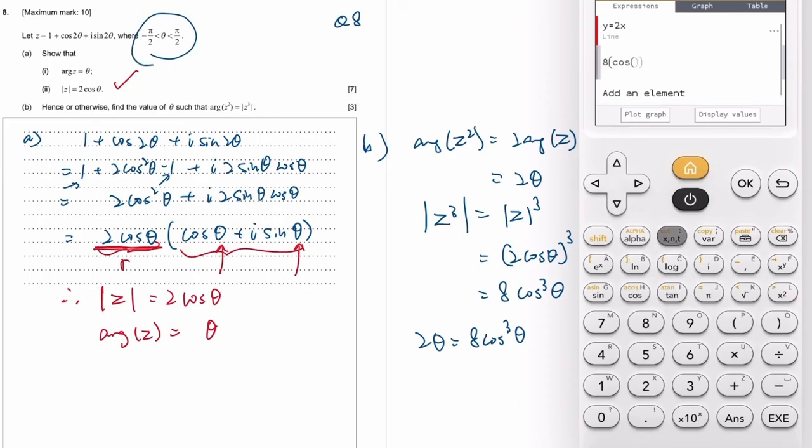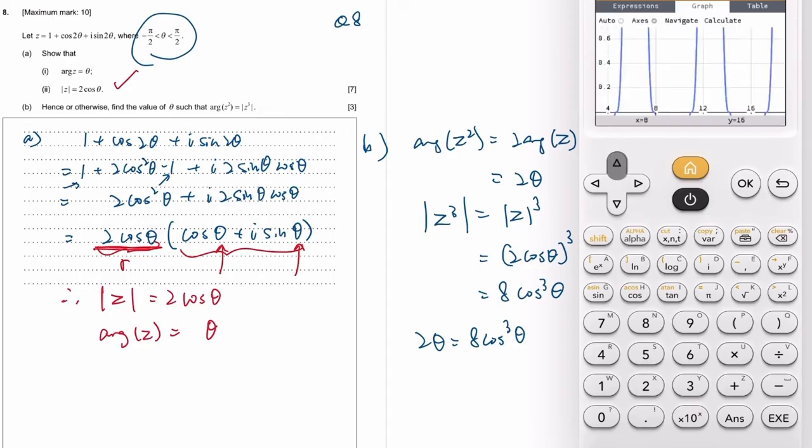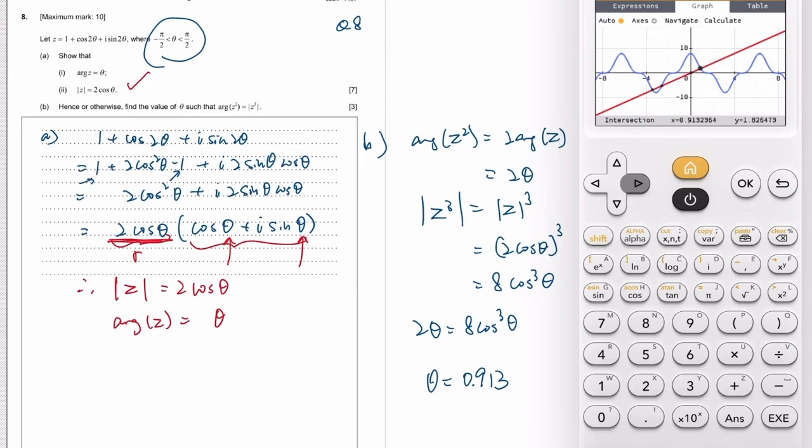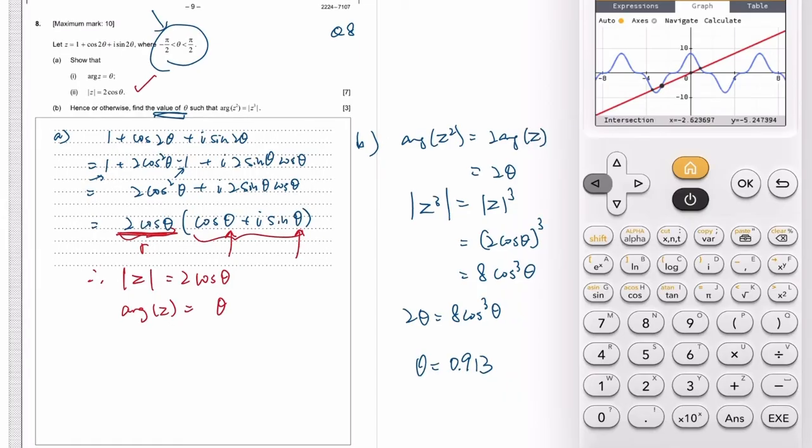Cube cosine theta cube. So where's the intersection? There. Theta is 0.913. So it seems there is only one value, and the other value is already less than negative pi over 2. So there's really only one value.